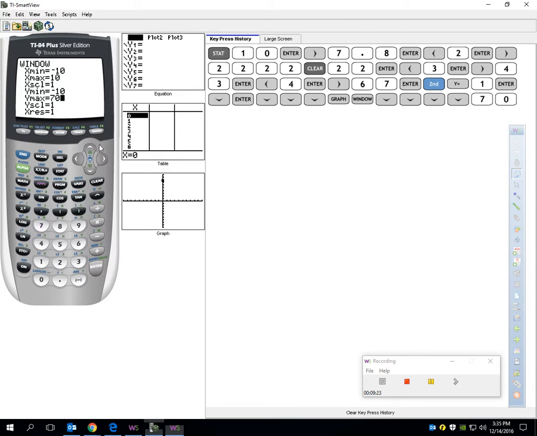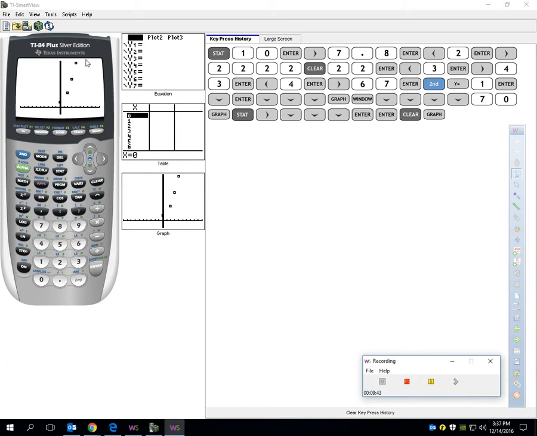And now hit graph one more time. Oh, there are my points. Now I can see my scatter plot. Now here's the next thing. Does this have a correlation? I think so. It looks like this is positive. Okay, so now here's the next thing.